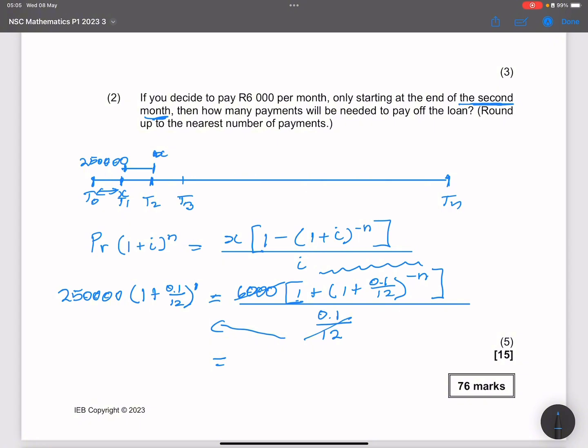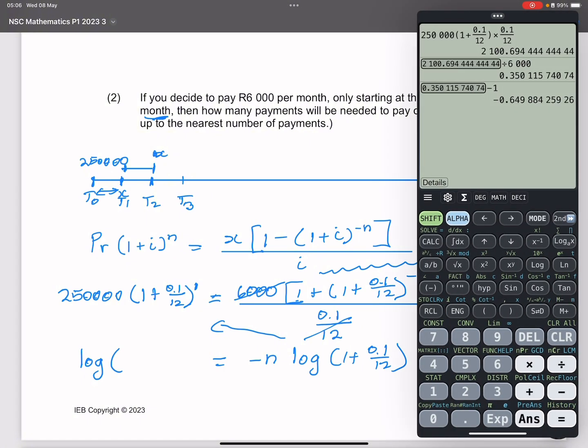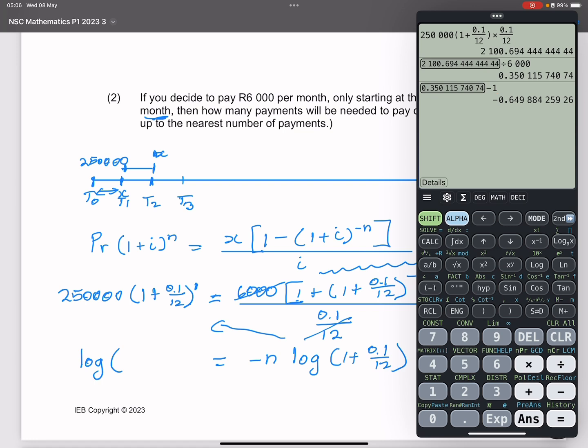So let's do that. That's going to be minus n, the log of 1 plus 0.1 over 12, and this will give us the log of that answer that we have over there. Let's do that quickly. So we've got a final answer. So I'm going to say the log of our answer.